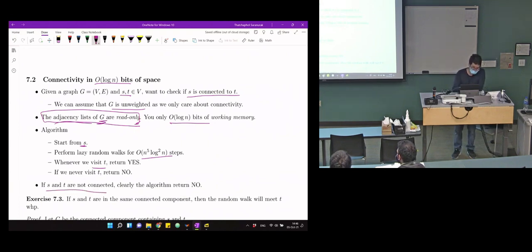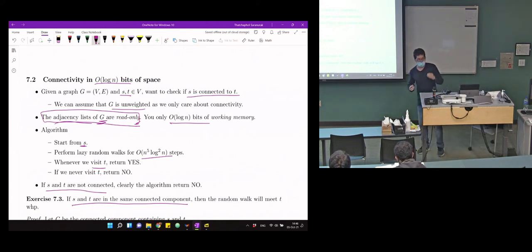So clearly, if S is not connected to T, then the algorithm will never return yes. You always get a no. But we want to say that if they are actually in the same connected component, then with high probability, you will actually visit T. And now, why is the space of this algorithm just log n?